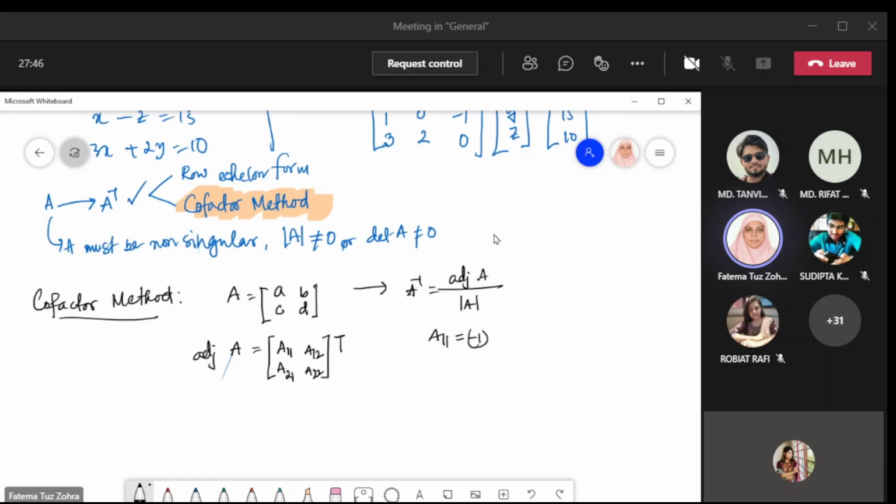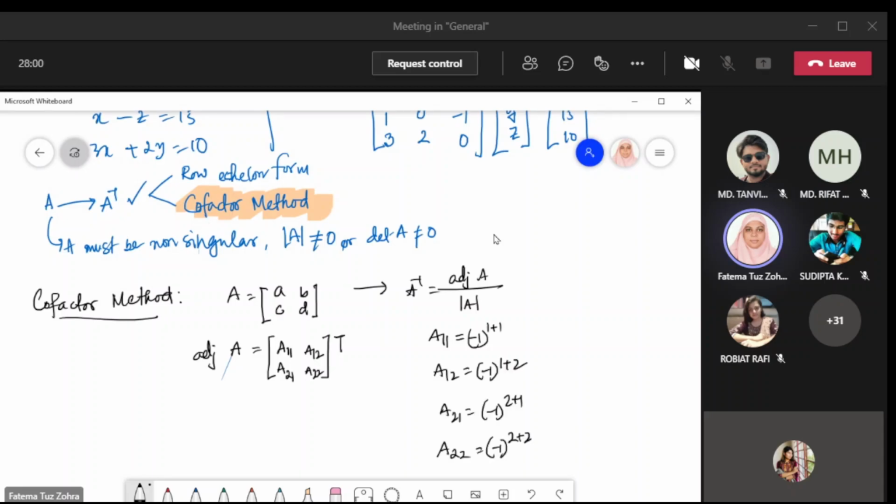So here in that case, A11, that is minus 1 to the power 1 plus 1. A12, that should be minus 1 to the power 1 plus 2. A21, minus 1 to the power 2 plus 1. A22, that is minus 1 to the power 2 plus 2.